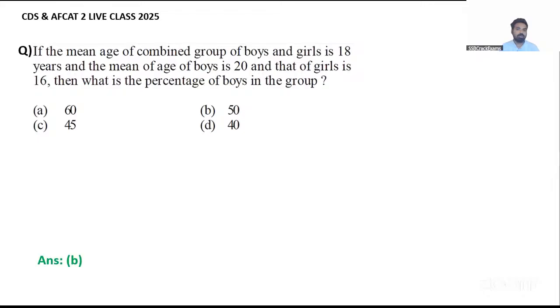Okay, let's move on to another question. If the mean age of a combined group of boys and girls is 18 years, and the average of boys is 20 and that of girls is 16, what is the percentage of boys in the group? So we will do it by using the same formula that stated earlier. Suppose the number of boys is N1, number of girls is N2.